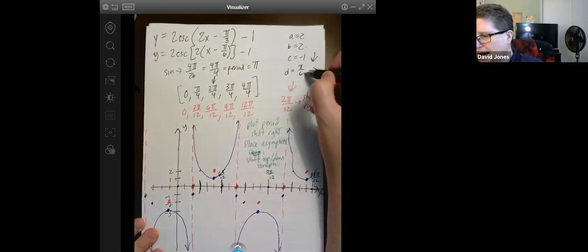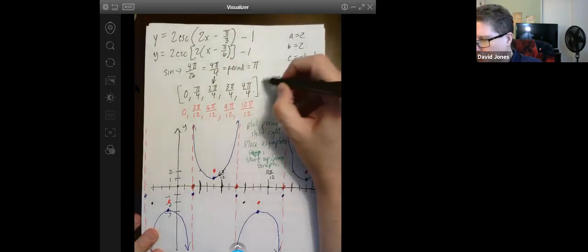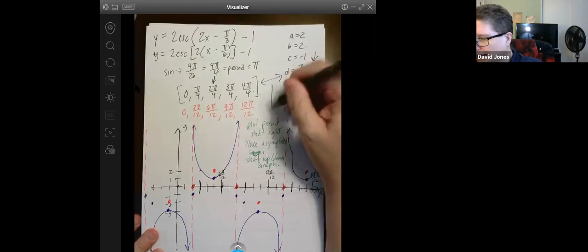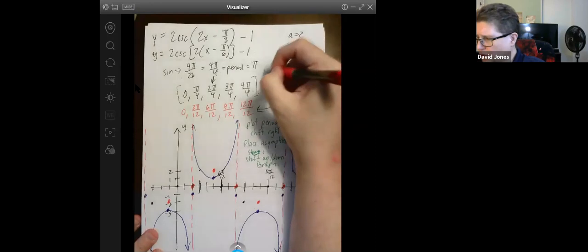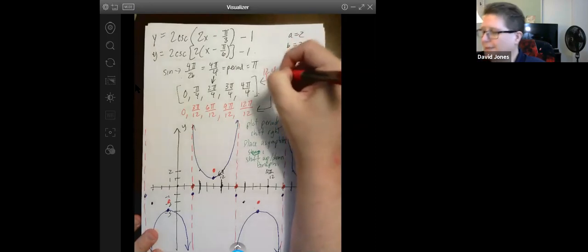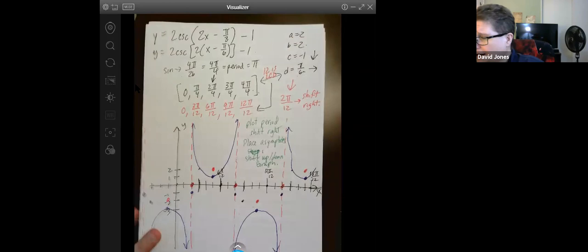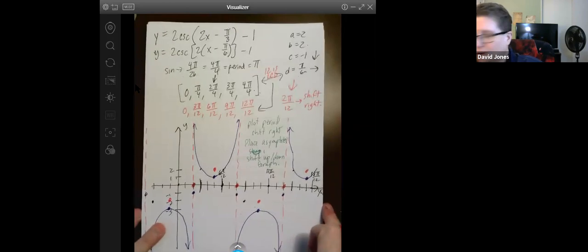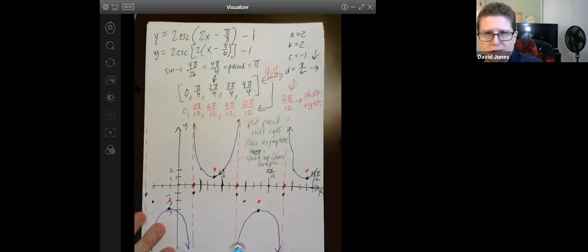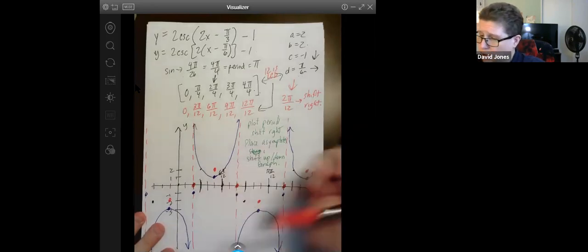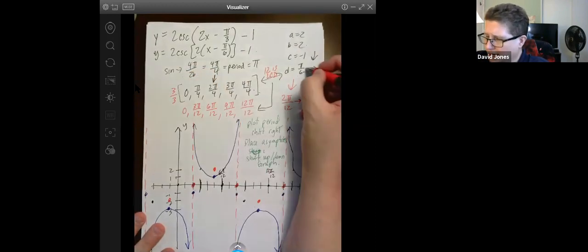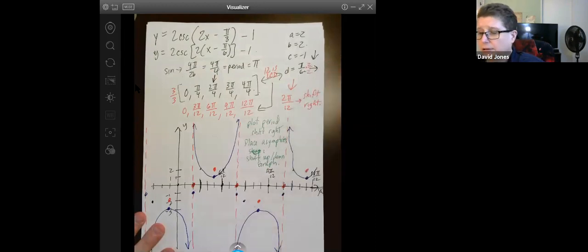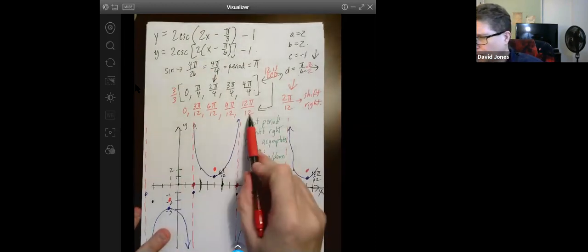D ended up being pi over 6. The reason why I shifted to 12 is that 12 is the common denominator, the least common denominator. That way, doing horizontal shifts is easier. So I needed a 12 on the bottom. I multiplied everything here by 3 over 3 and everything here by 2 over 2. This gave me those 4 points.